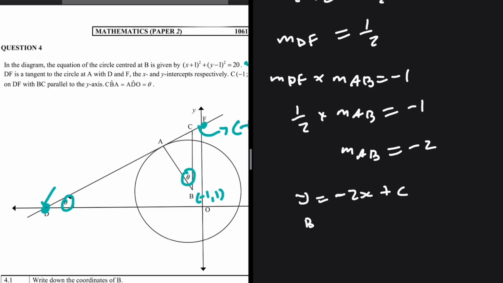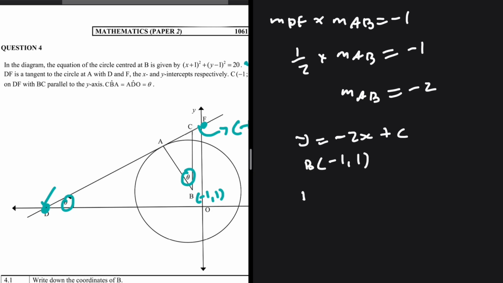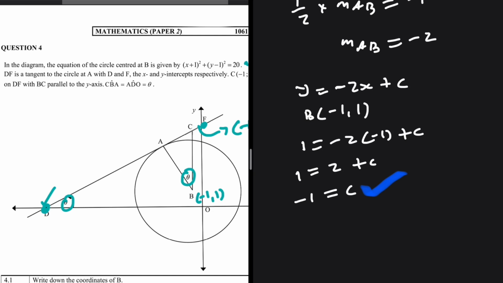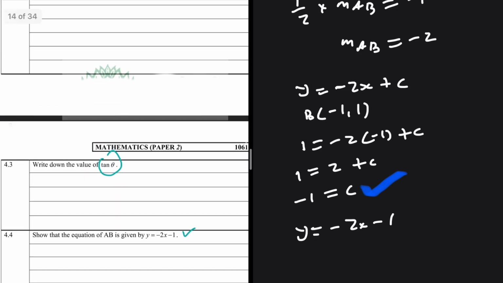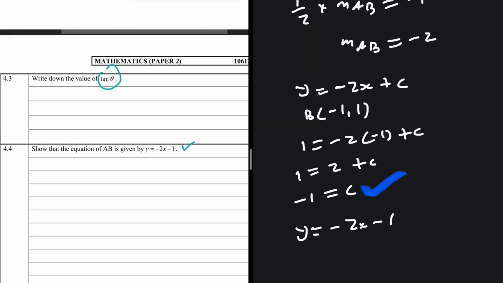We can substitute B in order to find the value of c. The y value is 1 and the x value is -1 at B, and then this is plus c. So 1 is equal to 2 plus c, so minus 1 is equal to c. We are done with 4.4. We just need to conclude and say y is equal to -2x minus 1. Please don't make a mistake and leave it like that. You need to substitute back. So that is 4.4. We've shown exactly what we were required to show.